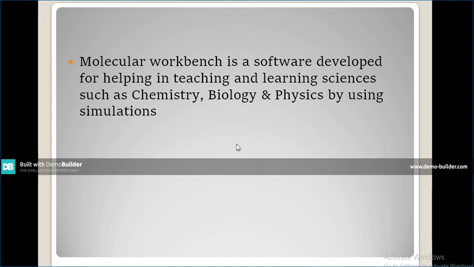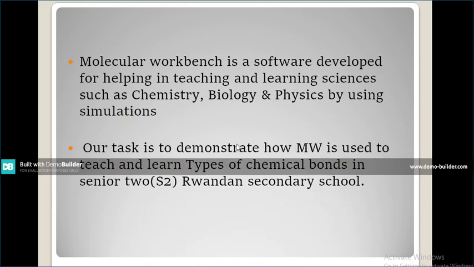Molecular Workbench is software developed for helping in teaching and learning sciences such as chemistry, biology, and physics by using simulations. Our task is to demonstrate how Molecular Workbench is used to teach and learn types of chemical bonds in Senior 2 Rwandan Secondary School.